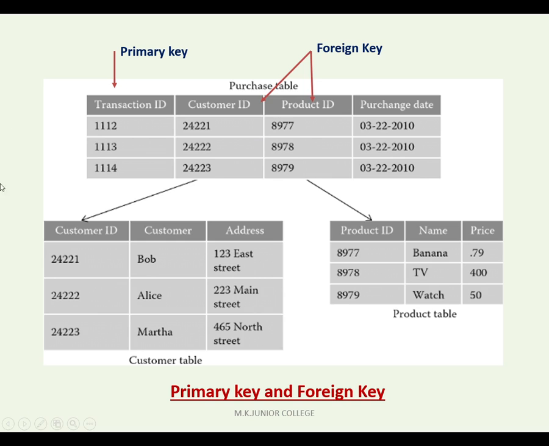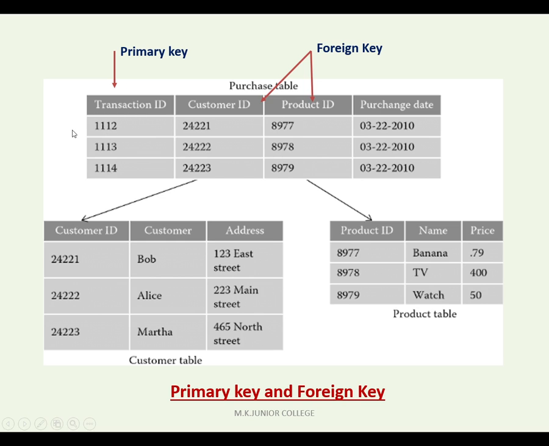To know more about the primary key and foreign key, we will take one example. Here you are managing three different tables. One is a purchase table to add all the details about a purchase. The second table is for the customer, to add information about the customer, and the third table is for the product details, the products which you have. In the purchase table, what fields are you managing? Transaction ID, customer ID, product ID and purchase date. Here you are going to add all the day-to-day transactions.